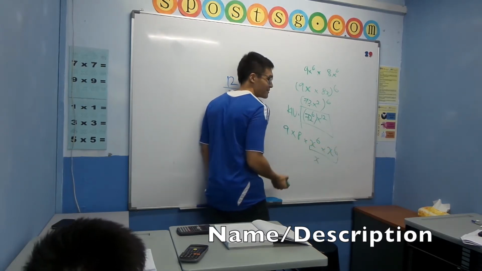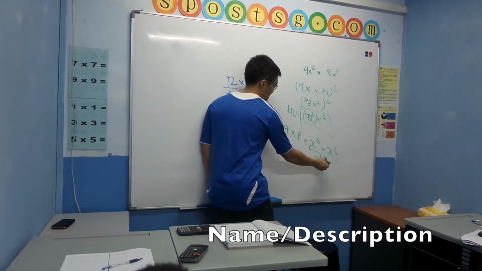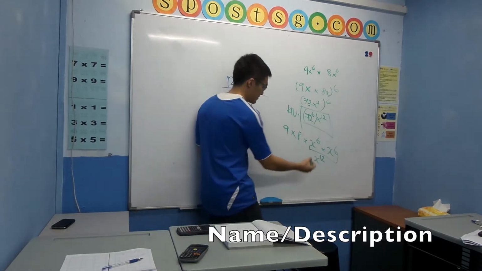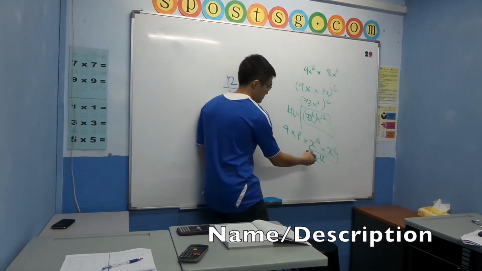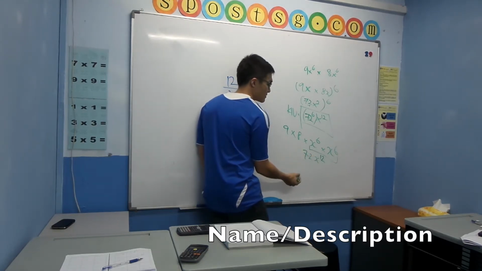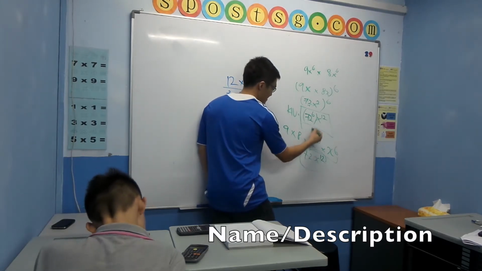Same base. 12. 6 plus 6. Okay, then now we solve this. 72. Okay, this is the answer. You compare this to this.